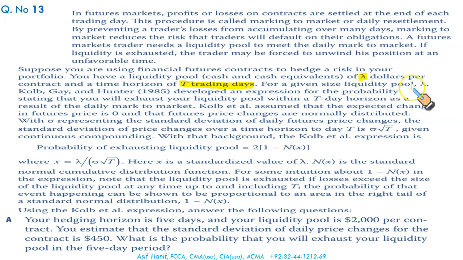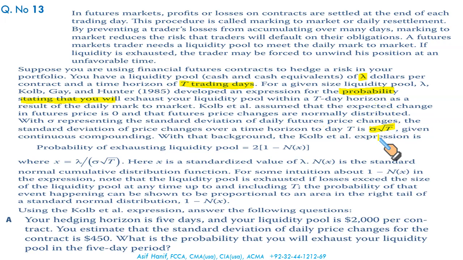For a given size liquidity pool, lambda, Kolb, Gay and Hunter 1985 developed an expression for the probability that you will exhaust your liquidity pool within the T-day horizon as a result of the daily mark-to-market losses. Kolb et al. assumed that the expected change in futures price is 0 and that the futures price changes are normally distributed, with sigma representing the standard deviation of daily futures price changes. The standard deviation of price changes over a time horizon of T days is given by the standard deviation, sigma, times the square root of T.